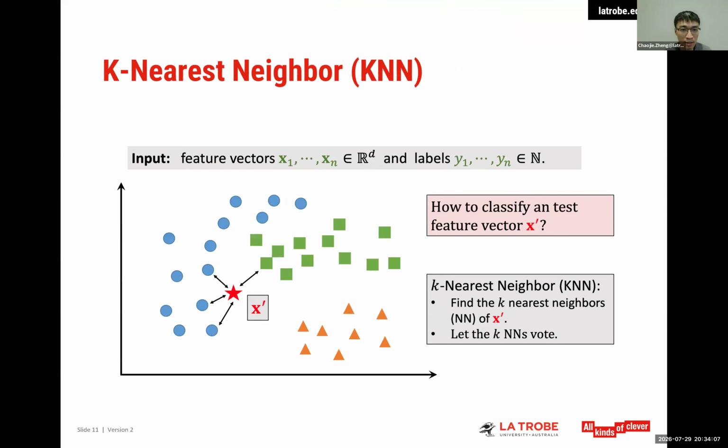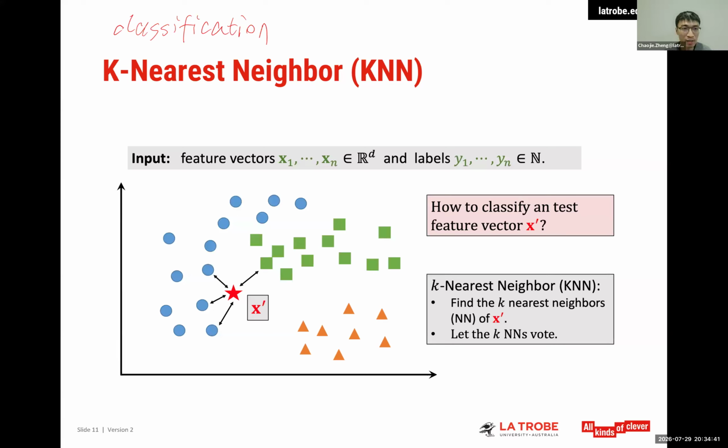Now let's get into one naive classification method, the k nearest neighbor. People often get confused between k nearest neighbor and the k means method, which we will talk about later. This is a classification method, and of course, it is a supervised learning method.